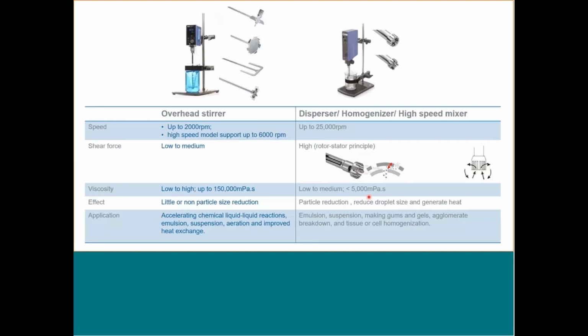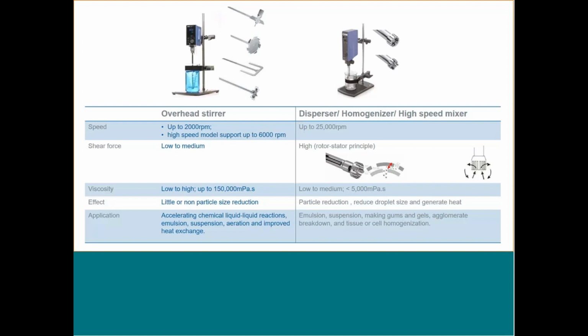Okay, so now let's see the differences between an IKA overhead stirrer and a disperser. Basically, it's speed. Normally the maximum speed of an overhead stirrer is 2000 RPM. There are also some selected high-speed models, like the IKA high speed Aerosa 20 liter, which can mix up to 6000 RPM. If you require mixing higher than 6,000 RPM, you require a disperser, or homogenizer, which some people call a high-speed mixer. By using a disperser, it can mix up to 25,000 RPM.